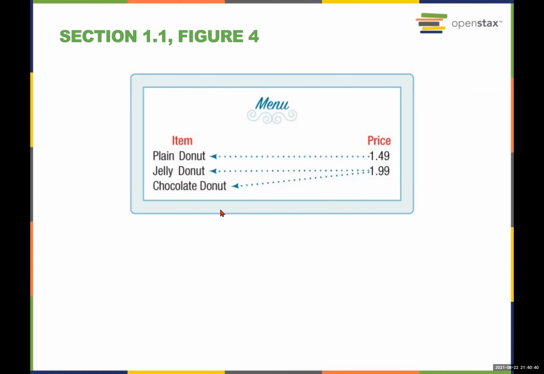Then letter B. Two items on the menu have the same price, which are the jelly donut and the chocolate donut. They're the same, $1.99. So if we consider the prices to be the input values and the items to be the output, then the same input value could have more than one output associated with it. So therefore, this is not a function of the price.